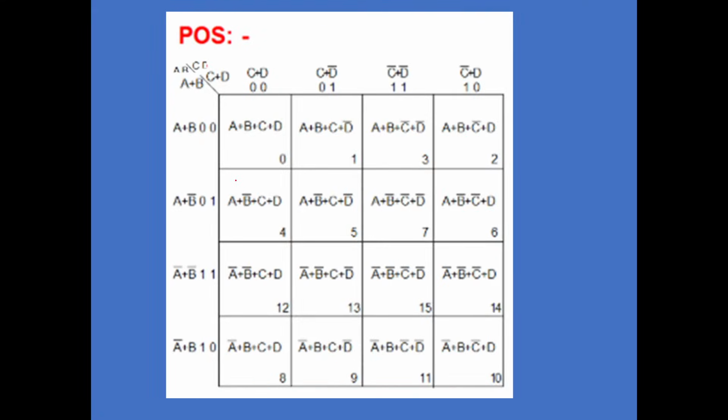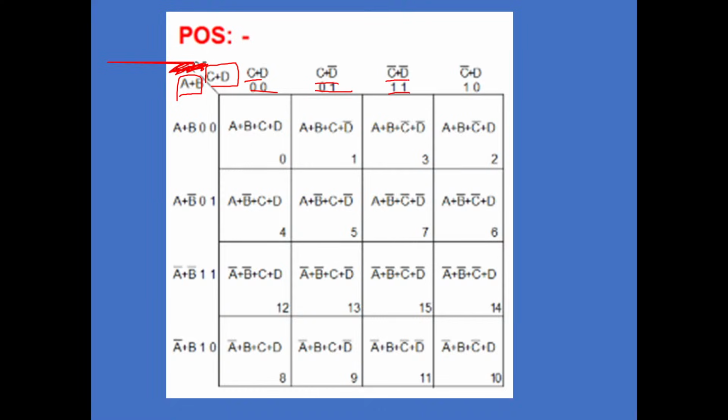So for POS also, simply here you have to write A plus B. Okay, here by mistake something extra has come. I didn't notice that. Okay, A plus B, C plus D. A plus B and C plus D is there. So 0, 0 means C plus D. 0, 1 means C plus D bar.